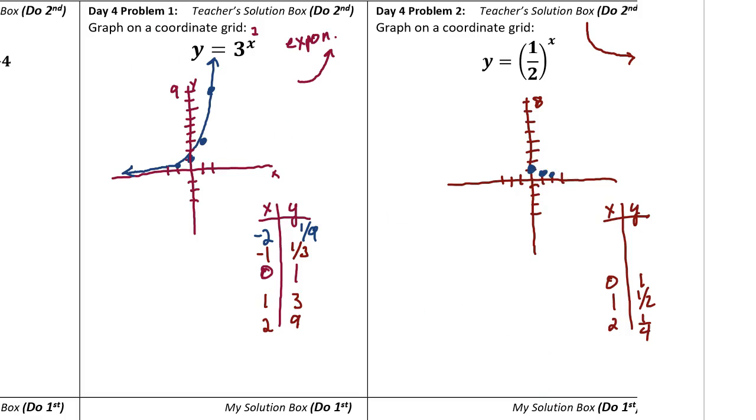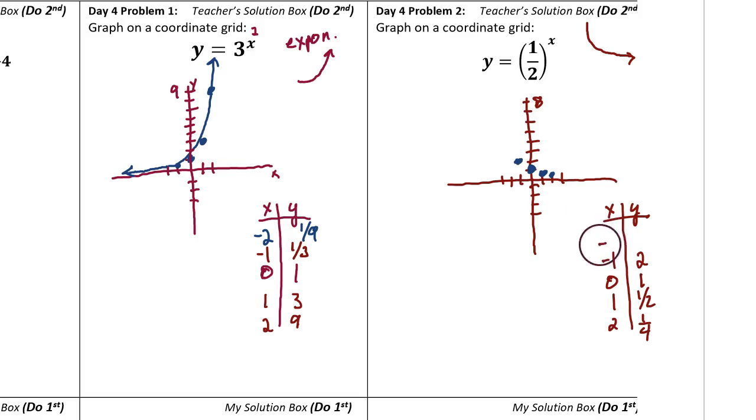Let's not ignore negative x values. Let's use -1 for x. Y equals 1/2 to the -1 power. A -1 power means a reciprocal. So you get 2 over 1, or just 2. So when x is -1, y is at a height of 2.